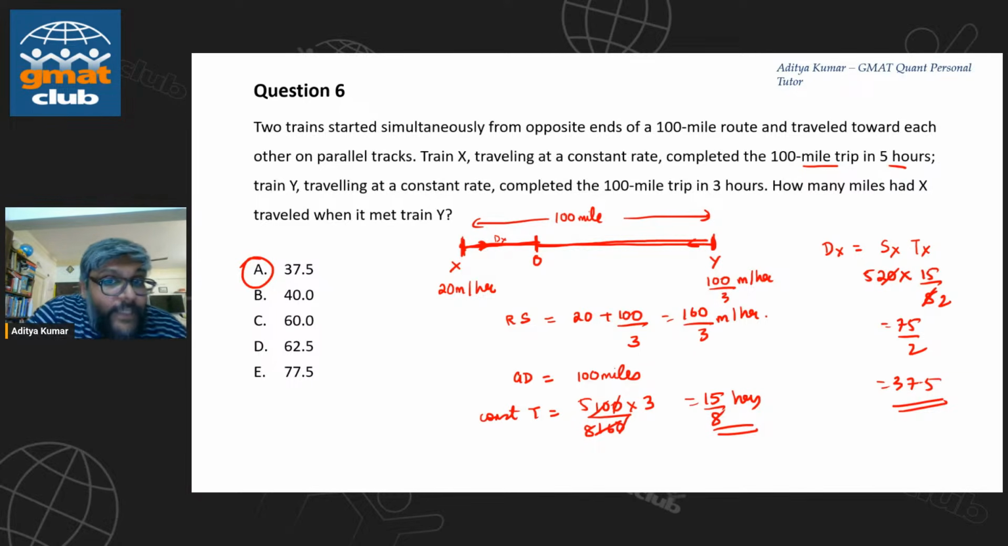Got it? This is the relative speed process of working. Cuts out a lot of algebra, but is more visual in nature. You'll have to draw it out. You'll have to understand what relative speed is very carefully before you're going to make use of this process. Make sense? Any doubts on this, guys? I'm setting all the structures up front.